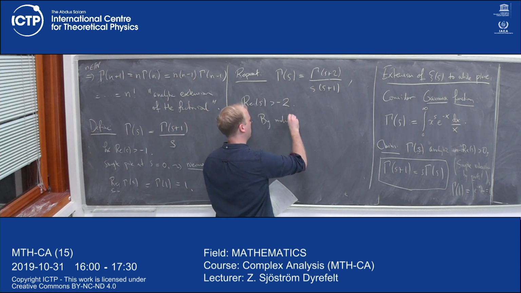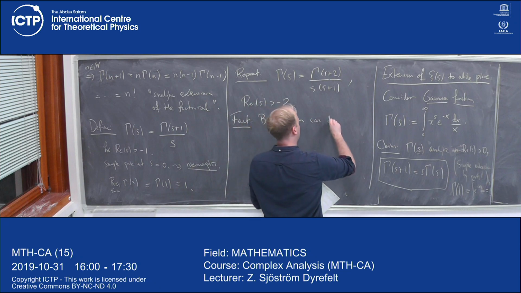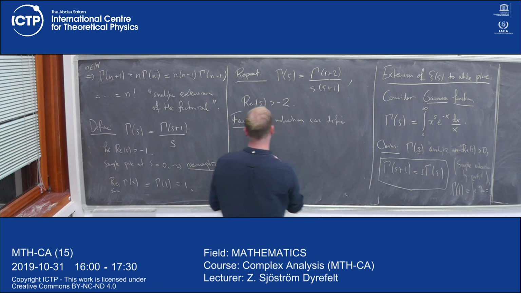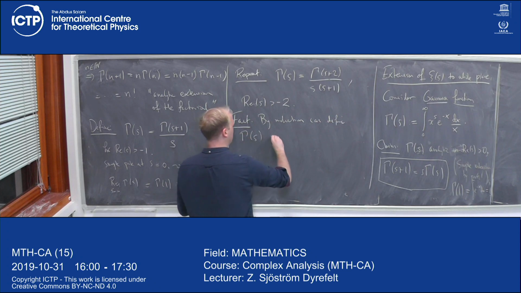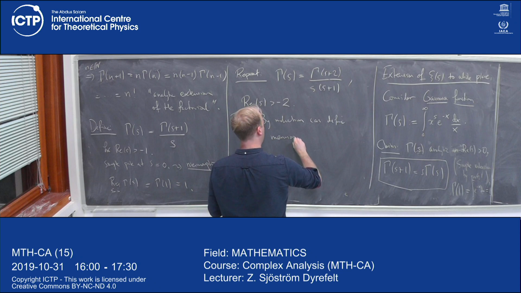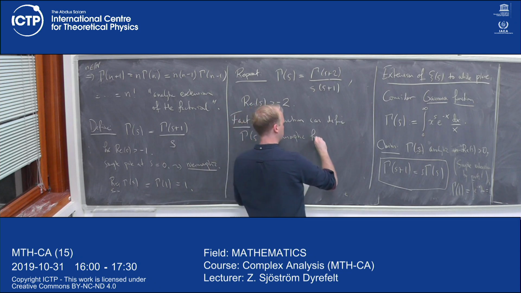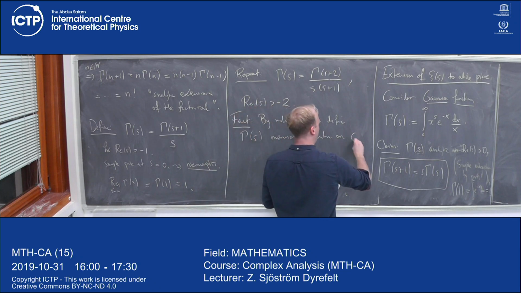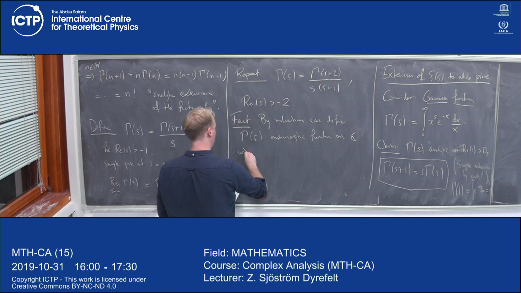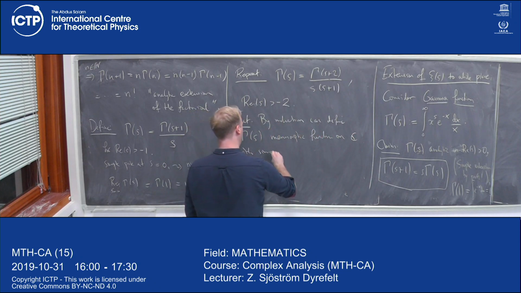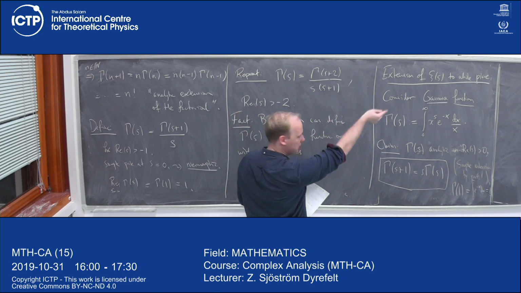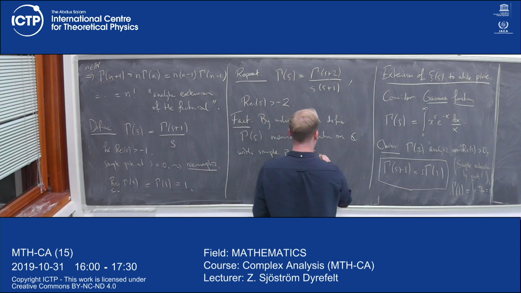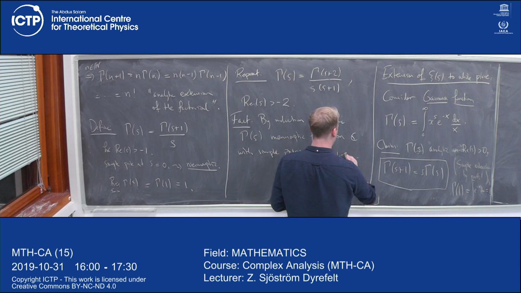So in fact, by induction, we can define gamma of s to be a meromorphic function on all of C with simple poles. Of course, I'm going to continue with s plus 1, s plus 2, s plus 3. So with simple poles when s equals 0, minus 1, minus 2, minus 3, and so on.